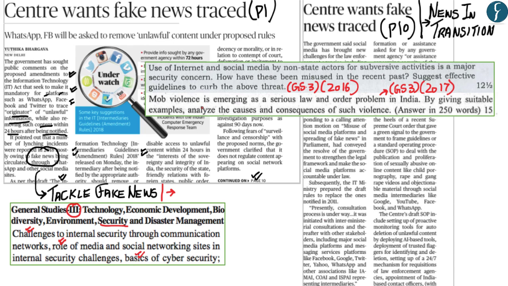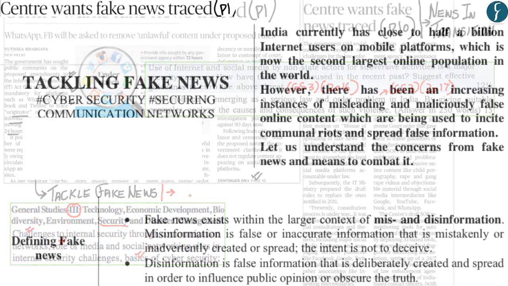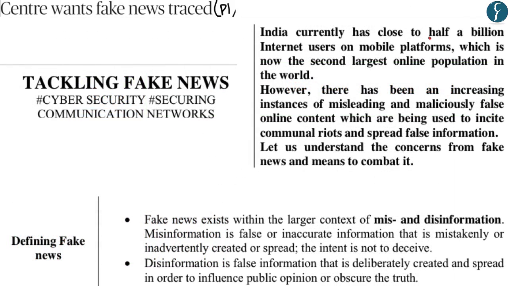By giving suitable examples, analyze the causes and consequences of such violence, wherein one of the main causes of mob violence in India is the emergence of fake news. And it is within that context that we're going to understand various measures on how to tackle fake news. Now, India currently has close to half a billion internet users, which makes India the second largest online population in the world after China.